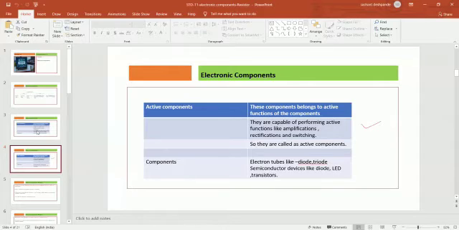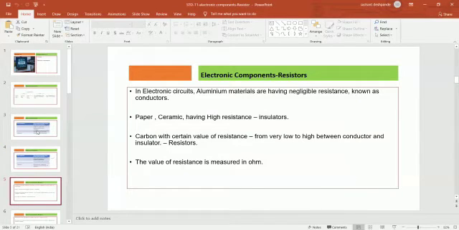Nowadays, these electron tubes are outdated. Everyone is now using semiconductor devices. So have you understood what active components and passive components are? Good. Let's move ahead and discuss the electronic component resistor.